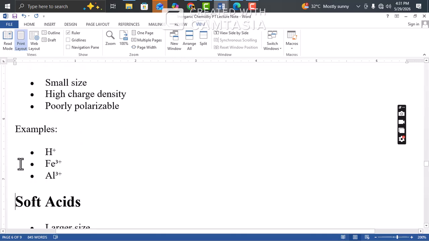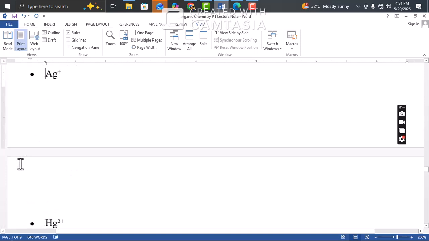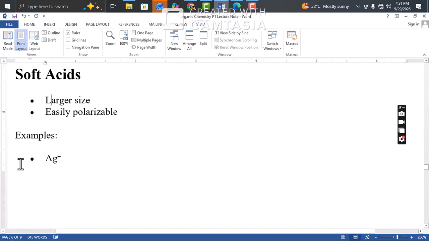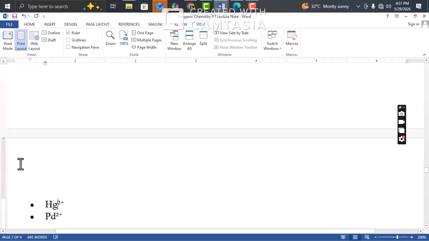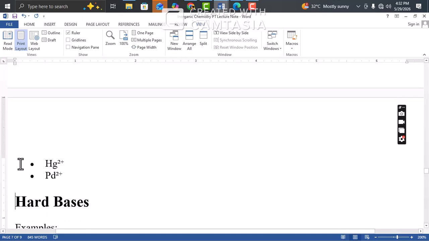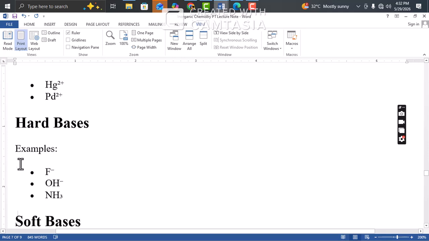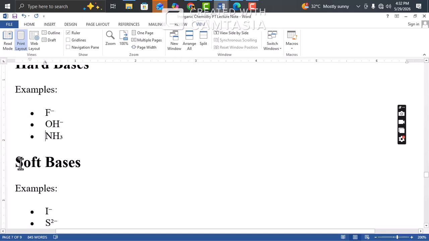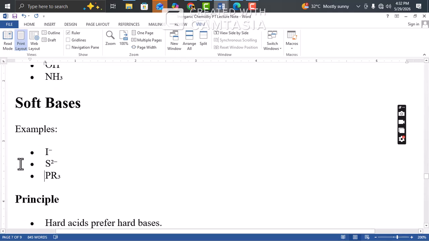Now for soft acids, these are the properties. They have larger size, they are easily polarizable, and examples include silver, that's Ag+, mercury, Hg2+, and palladium, that's Pd2+. Now for hard bases, you have F-, OH-, and NH3. For soft bases, these are examples: I-, S2-, and PR3.